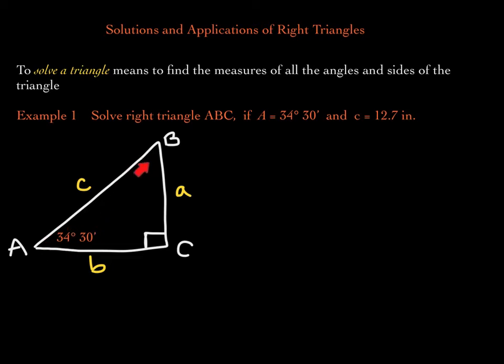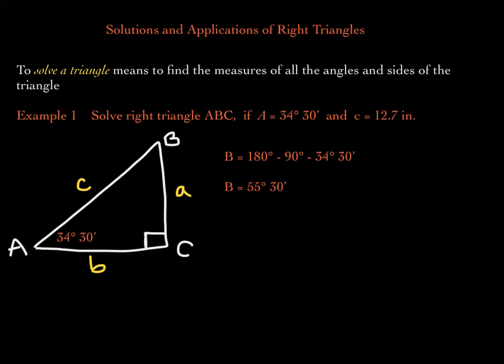I think we can find angle B easily because you and I know that the sum of the three angles within any triangle must be 180 degrees. So what we can do is subtract angle A and angle C from 180 to leave us with angle B. So following that thinking, we find that angle B is 55 degrees and 30 minutes. All right, we have all the angle measures.